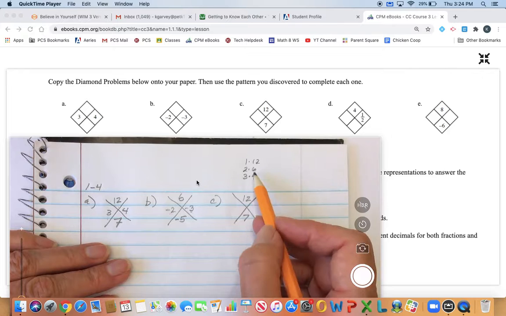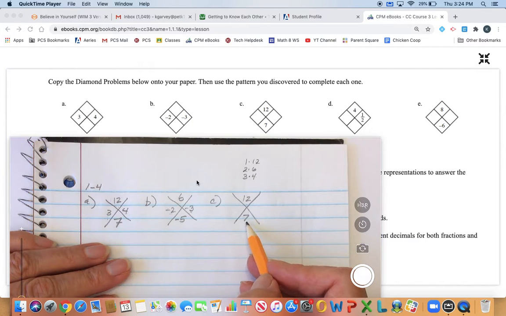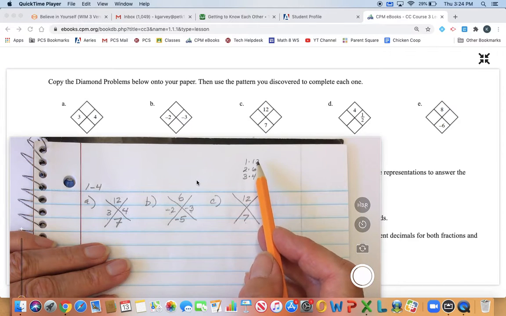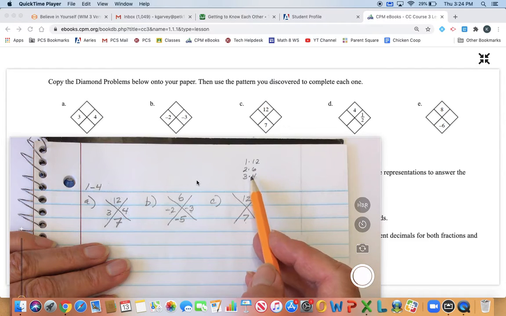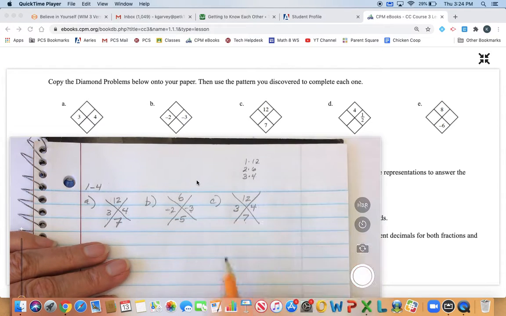All right, so if I'm looking at all these different possibilities to get to 12, which one of them can I add together to get 7? Well, if I add together 1 and 12, it's 13. 2 and 6 added together is 8. 3 and 4 is the only combination that equals 7. So this is going to be 3 and 4.